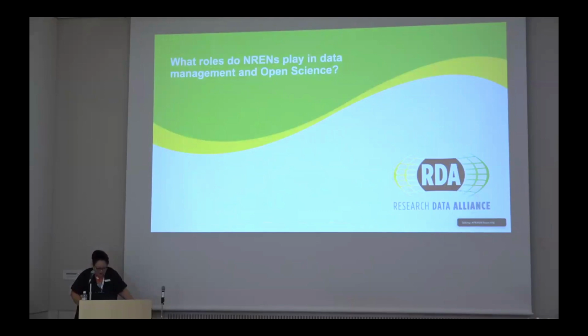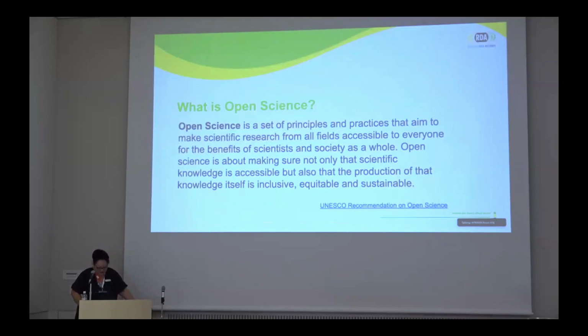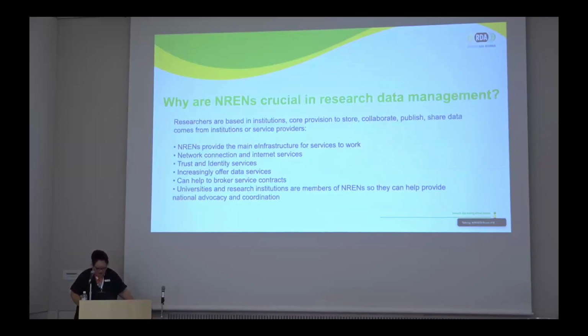So what roles do NRENs play in data management and open science? I wanted to give a description or definition of open science: a set of principles and practices that aim to make scientific research from all fields accessible to everyone for the benefit of scientists and society as a whole. Open science is about making sure not only that scientific knowledge is accessible, but also that the production of that knowledge itself is inclusive, equitable, and sustainable. So keep that in mind, why NRENs are crucial in this research data management landscape.